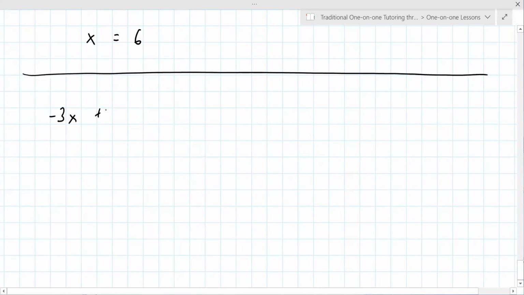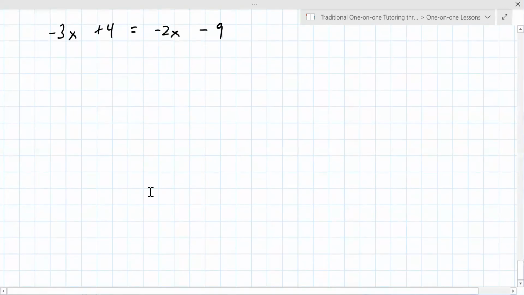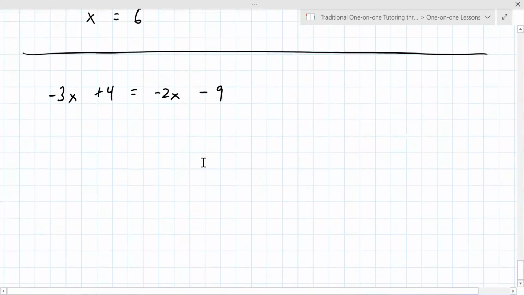-3x plus 4 equals -2x minus 9. So this time, again, just like last problem, you want to move the variable to the left. And you do that by undoing whatever math operation you see here. So if it's negative, you add. So you add 2x.